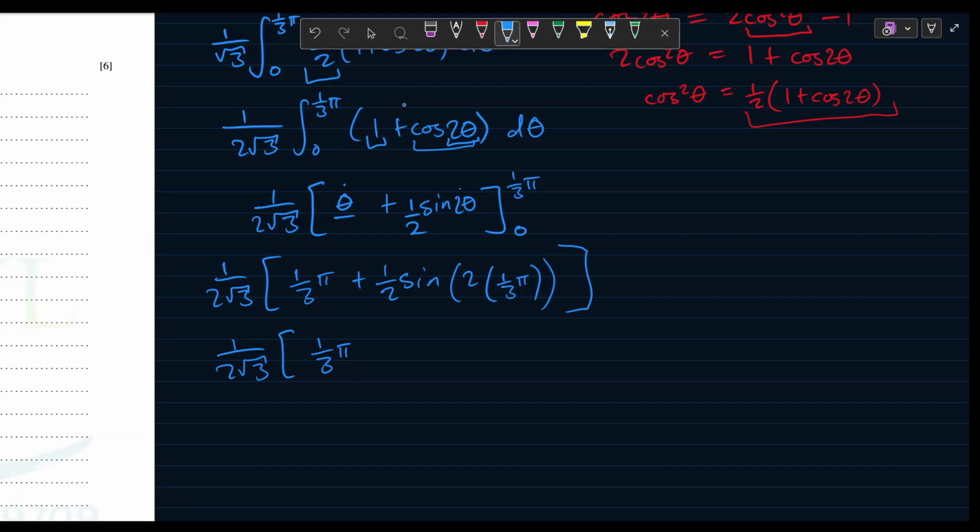Okay, that gives us positive root 3 over 4. So let's just fully expand this. So we've got our 1 over 3 times 1 over 2 root 3, and this gives us root 3 over 18 pi. And then this times that, so that's 1 over 2 root 3 multiplied by root 3 over 4, which gives us positive 1 over 8. And this is going to be our final answer.